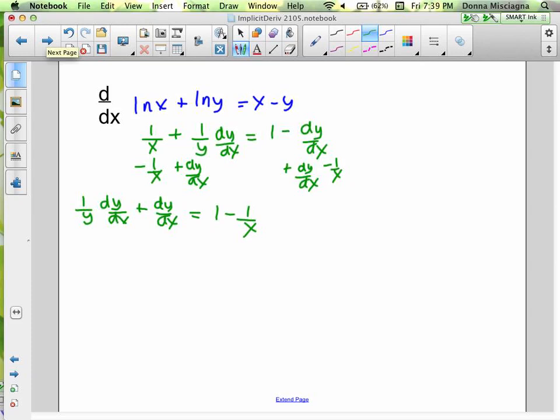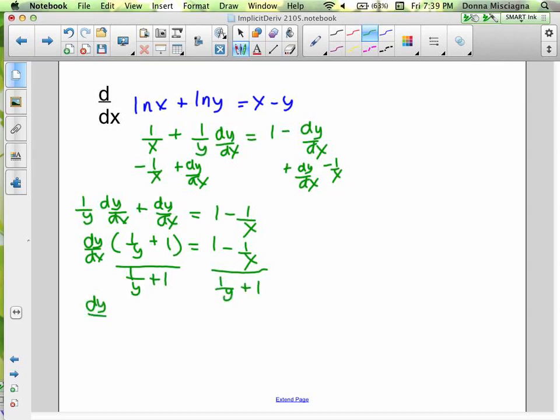Now we're going to factor out dy dx. So we have dy dx, and in the parentheses will be 1 over y plus 1 equals 1 minus 1 over x. Divide both sides by 1 over y plus 1. And then we have dy dx is equal to 1 minus 1 over x divided by 1 over y plus 1. Except we have a little problem here. And that little problem is we need to simplify the complex fraction.